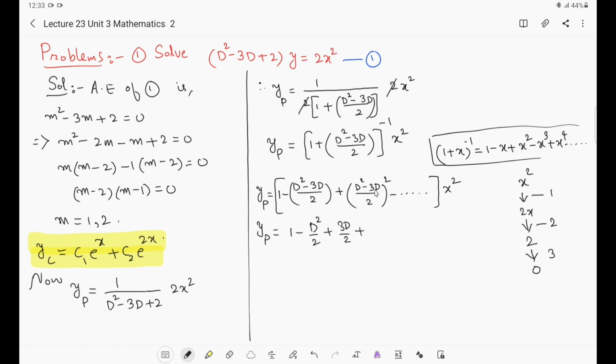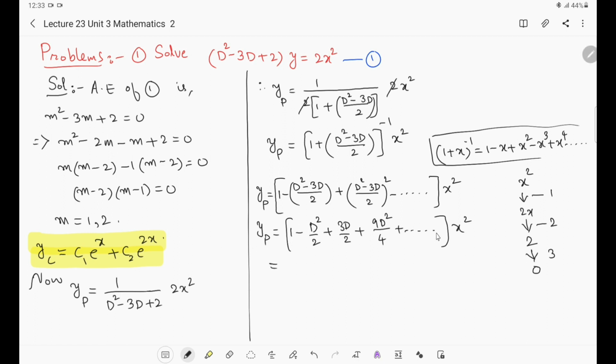Then the next b square term in a minus b whole square. The b square term is 9D square. So what will we get here? 9D square by 4, plus so on. It is enough for us to write only these terms because the next terms automatically make x square to be 0. Now we have to apply this on x square. Now apply, what will happen?